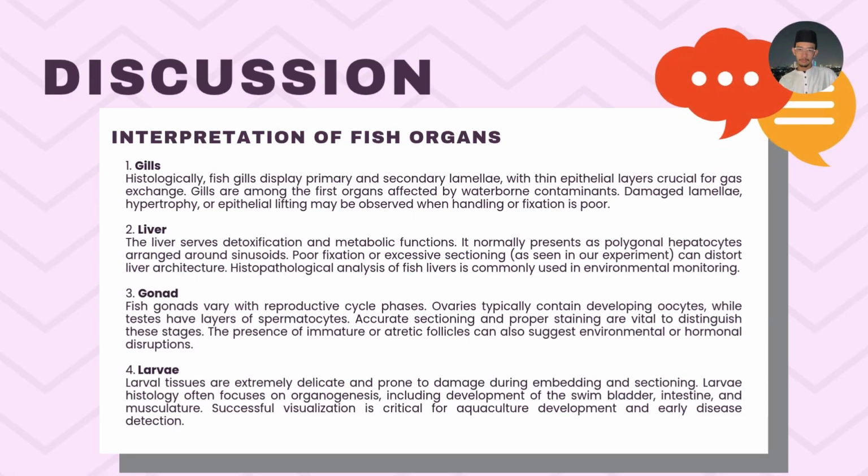Next, for the interpretation of fish organs. The first one, gills. Histologically, fish gills display primary and secondary lamellae, with thin epithelial layers crucial for gas exchange. Gills are among the first organs affected by waterborne contaminants. Damaged lamellae, hypertrophy, or epithelial lifting may be observed when handling or fixation is poor.